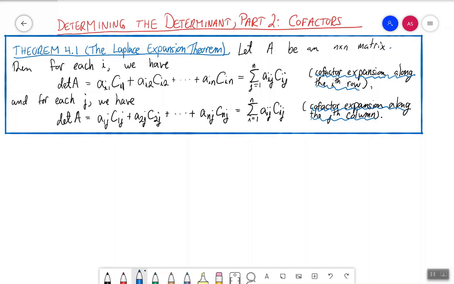Let A be an n by n matrix. Then for each i, we have this expression called the cofactor expansion along the ith row, and this expression called the cofactor expansion along the jth column.